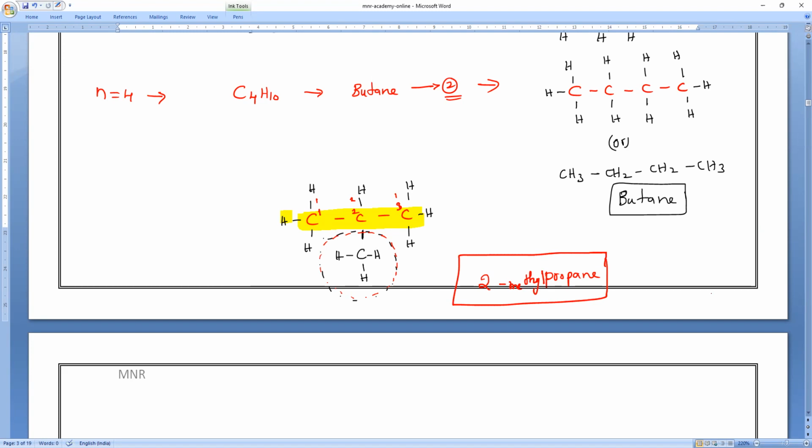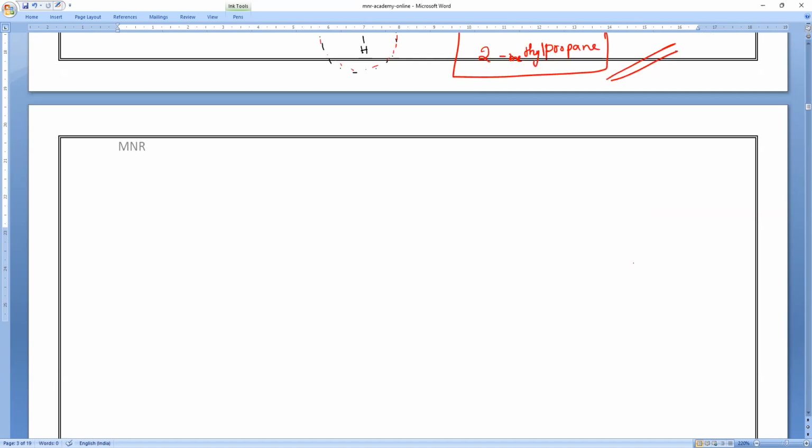So totally how many isomers for butane? Two isomers. That's all, nothing more. We already studied this branched chain. Next, n equals 5. What is the number of isomers of pentane? Three. Then draw the isomers of pentane.